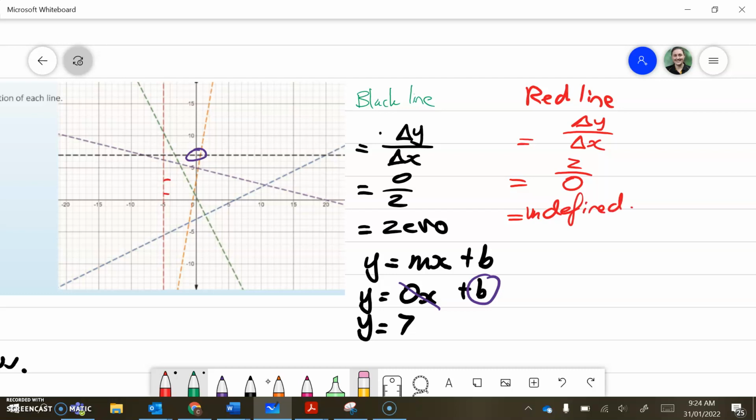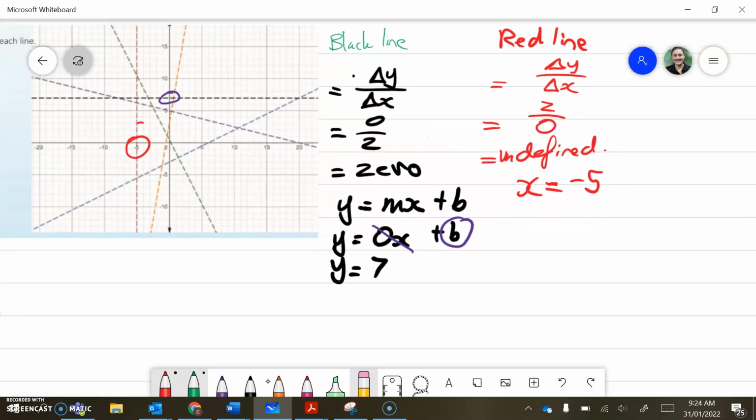So an undefined gradient means that it doesn't exist. So what this then means is that here our equation will be x equals -5, because no matter what value you plug in for y, x is always going to be -5, as that is where it crosses the x-axis.